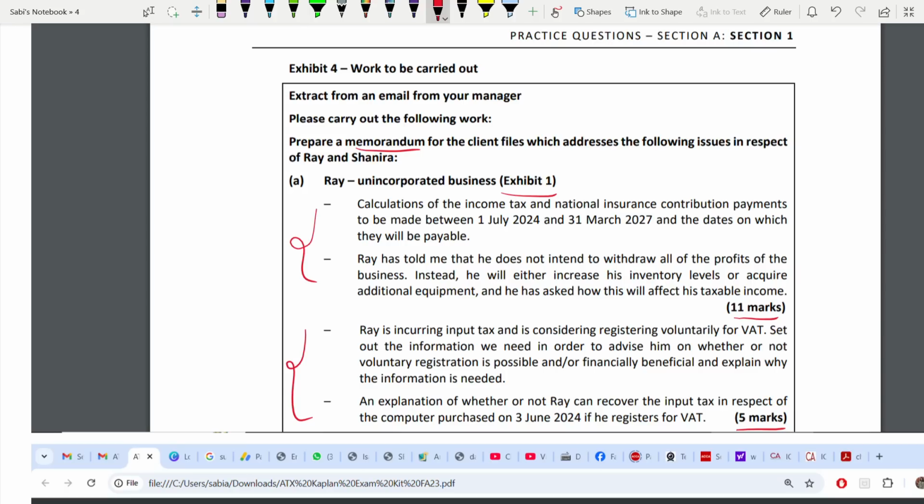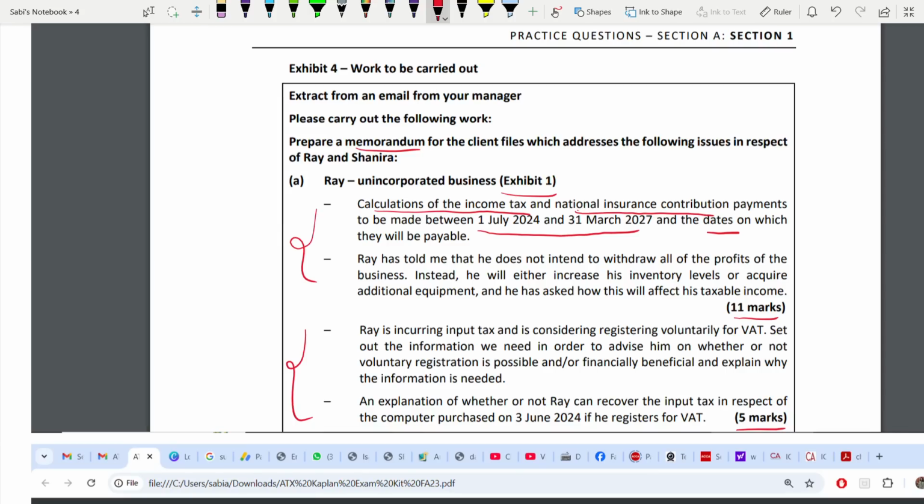In A, this is about Ray. Okay, you have to calculate income tax and NIC from this date to this date. So you should take this date into consideration. You should not extend beyond. Okay, and the days on which they will be payable. That's why you have to know when your income tax and NICs will be paid.